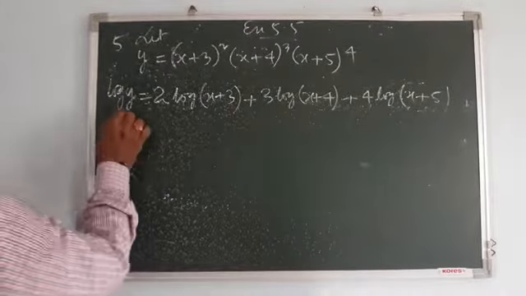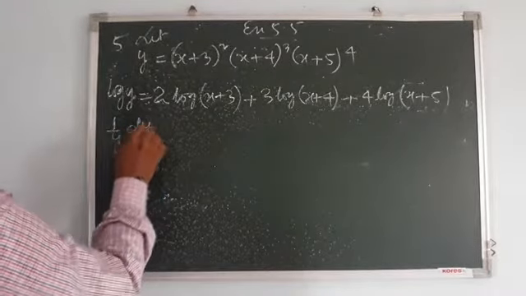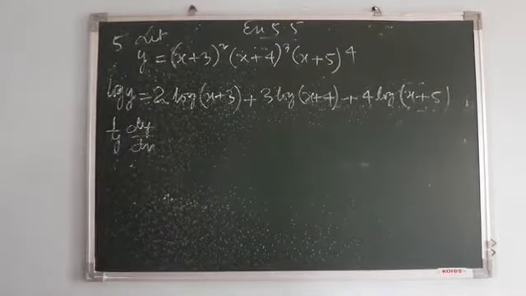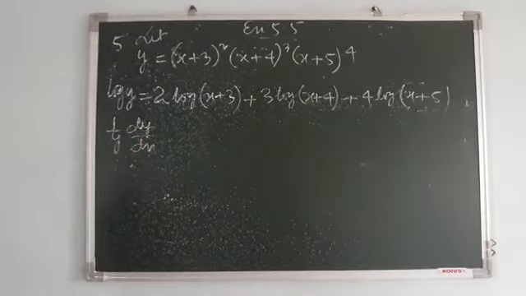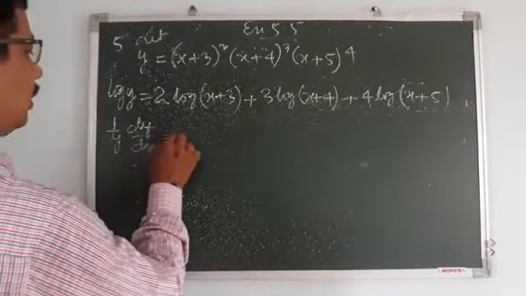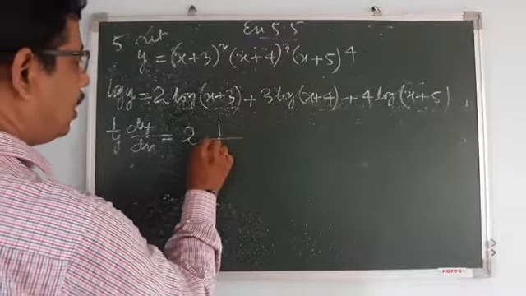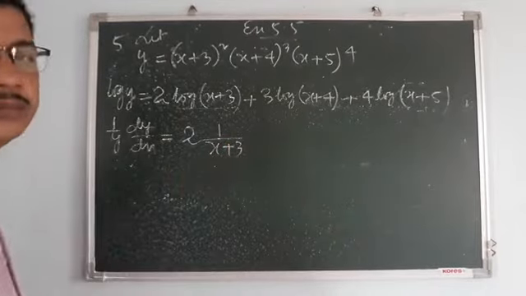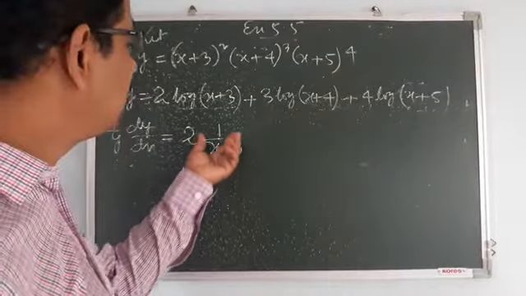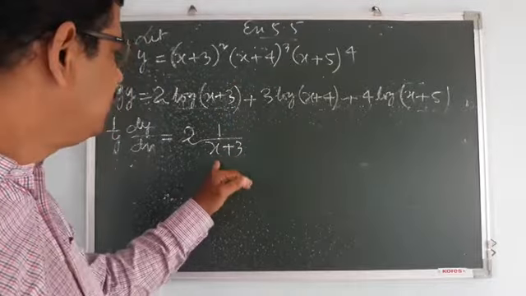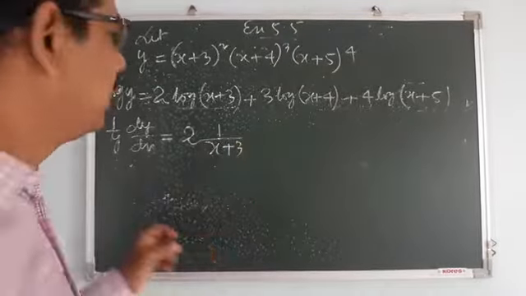If we differentiate this with respect to x, it will be 1 by y dy dx. It is the rule, it is log y, so you have to differentiate it with respect to y, then y with respect to x. Now 2 will come out. If we differentiate this one, it is 1 by x plus 3. The log of some variable is 1 by that one. Then you have to differentiate x plus 3 again. X will give 1, 3 will give 0. Only 1 will come. No need to write.